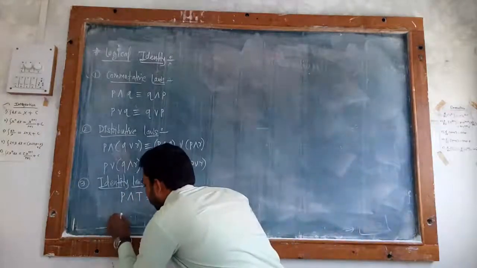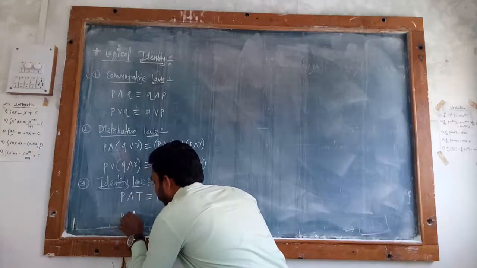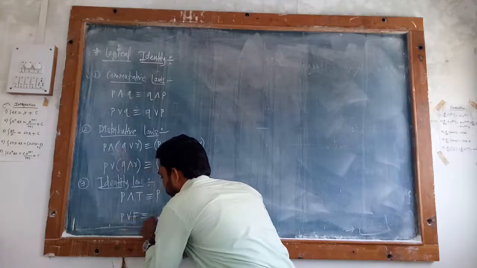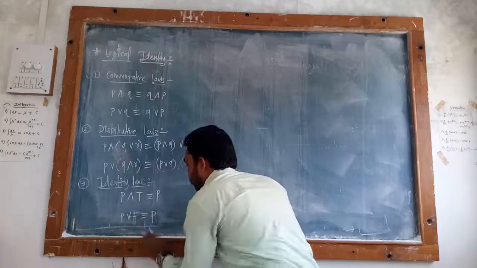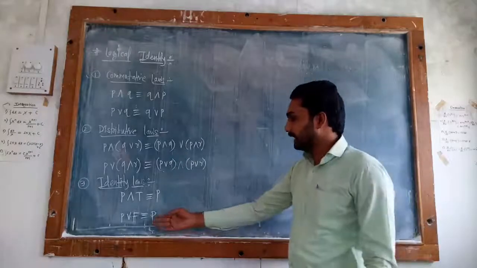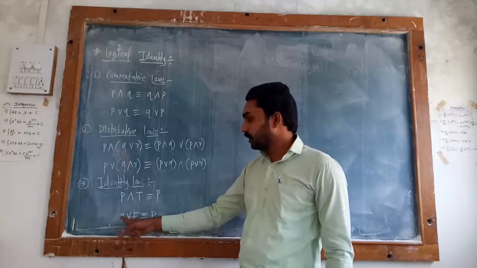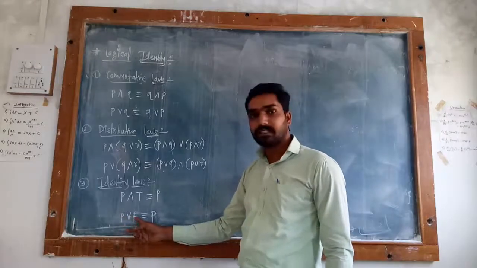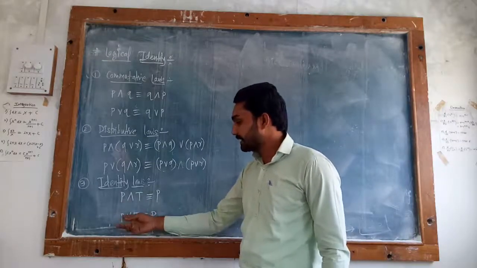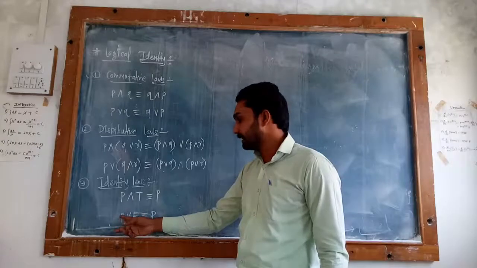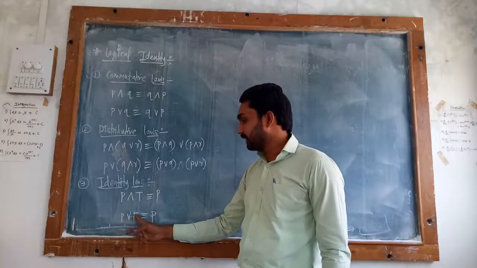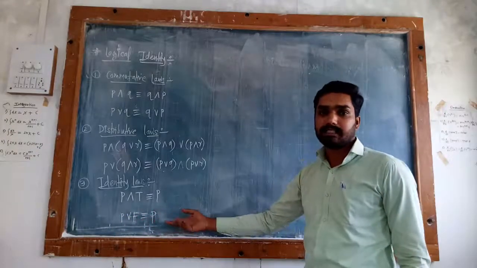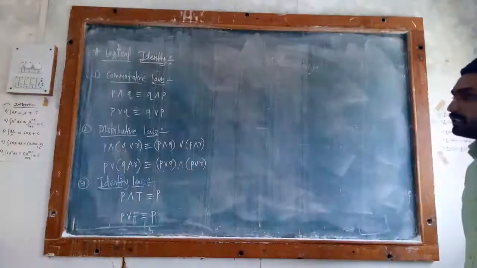Similarly, P or F is logically equal to P. In OR, if the value of P is F, then F or F is F. In the remaining cases, its value is P. That is, if P is T, T or F is again T. So this is your identity law.